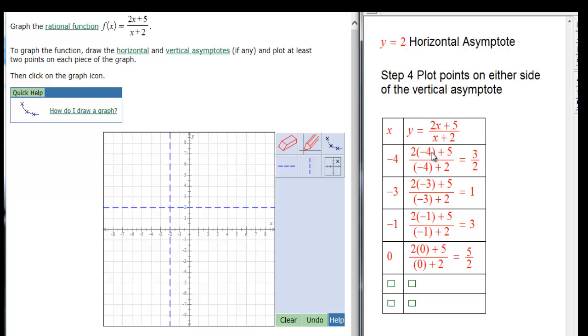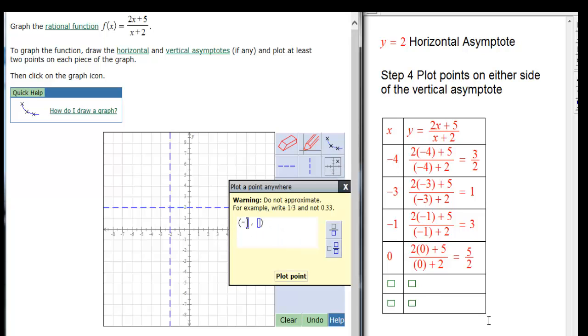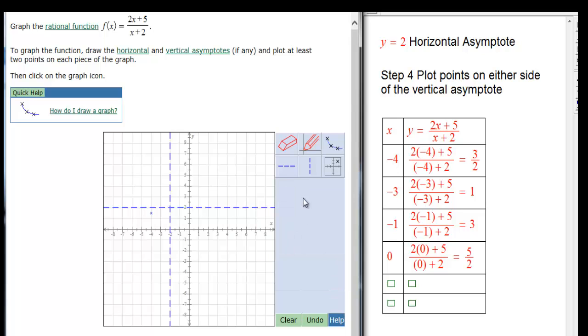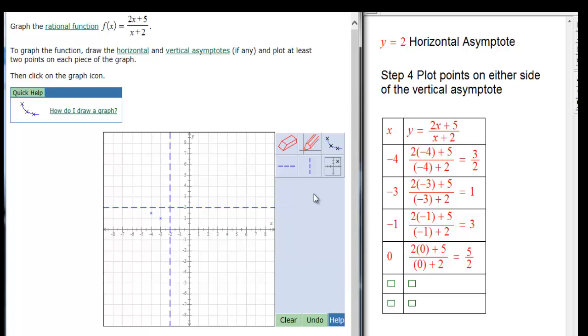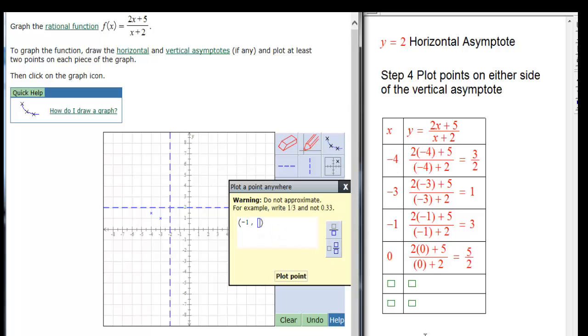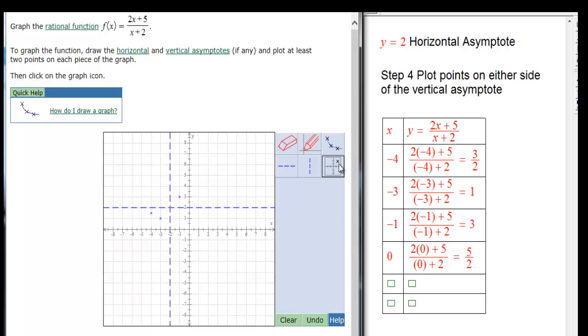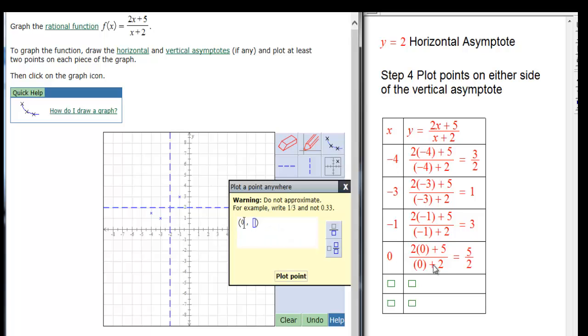2 times negative 4 is negative 8, plus 5 is negative 3. Negative 4 plus 2 is negative 2. Negative 3 over negative 2 is positive 3 halves. And then you can check that all of these are correct, and let's just enter them here. Negative 3 and 1. Negative 1 and 3. And 0 and 5 halves.